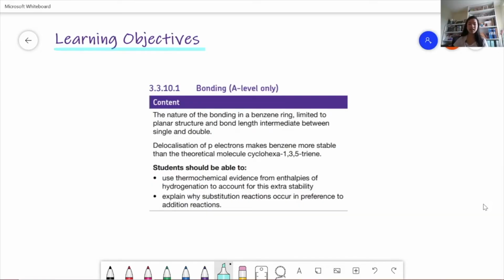Here are today's learning objectives. We're going to look at the nature of the bonding in a benzene ring, limited to the planar structure and bond length intermediate between single and double, and then the delocalization of p electrons, which makes benzene more stable than the theoretical molecule cyclohexa-1,3,5-triene. By the end, we should be able to use thermochemical evidence from enthalpies of hydrogenation to account for this extra stability and explain why substitution reactions occur in preference to addition reactions.